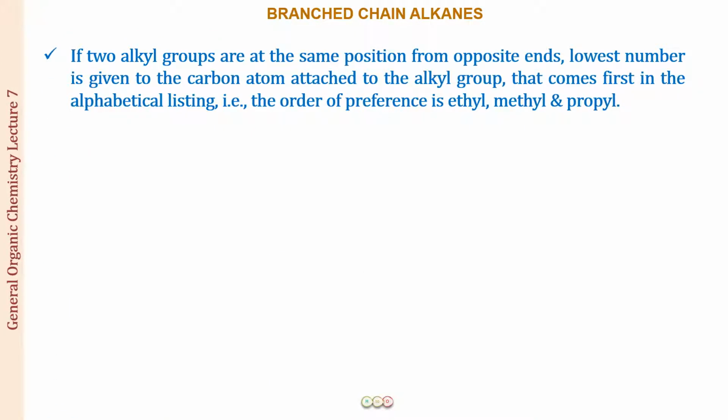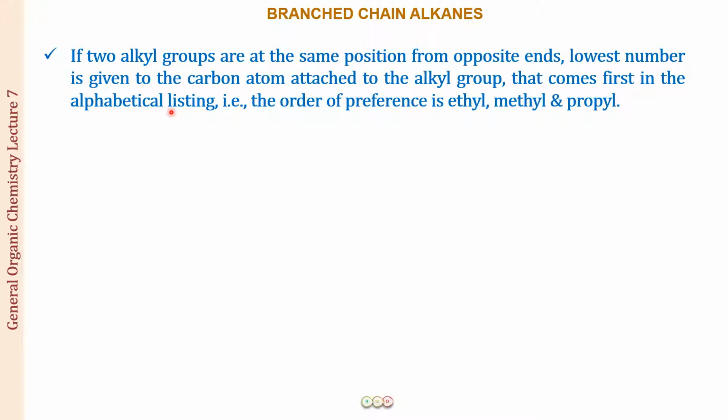Now another thing that you have to remember is that in some cases you will find that two alkyl groups are present at the same position from the opposite ends, right? So when you number it from either way, there will be two alkyl groups and both are going to be present on the same numbers. Then what you will be doing is that the lowest number is given to that carbon atom which is attached to the alkyl group that first comes in the alphabetical listing.